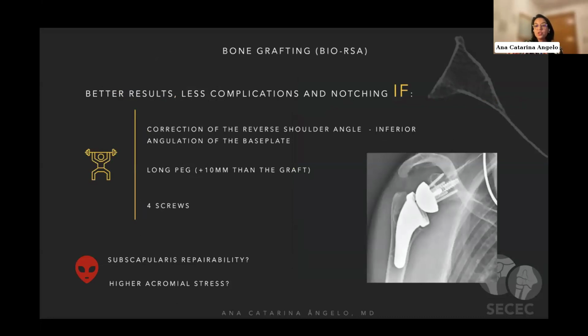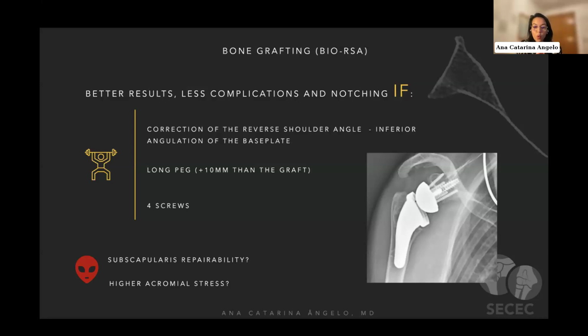And if you choose to use a BioRSA, or if you live in a country in which you don't have access to augmented base plates, you have better results and less complications if you do these things. If you correct the reverse shoulder angle, so if you really angulate your base plate inferiorly, it is very important to plan very carefully the positioning of your screws and of your base plate. If you choose a long peg, the peg usually has to surpass the graft by more than 10 millimeters, 1 centimeter, and ideally use 4 screws to fix the base plate.